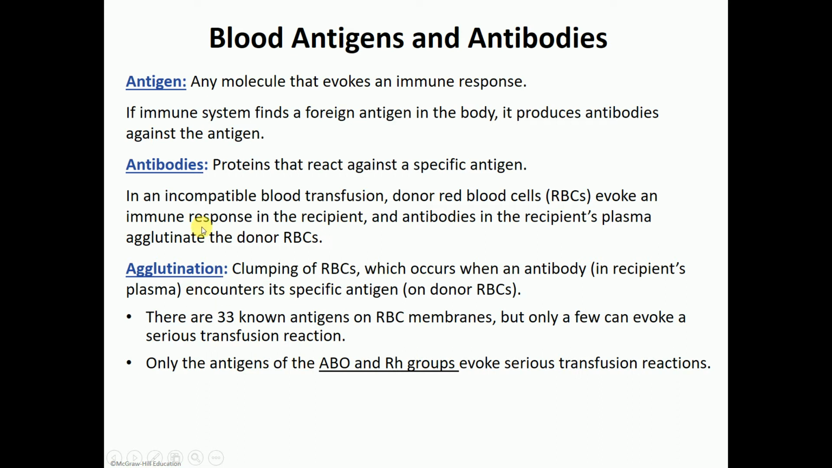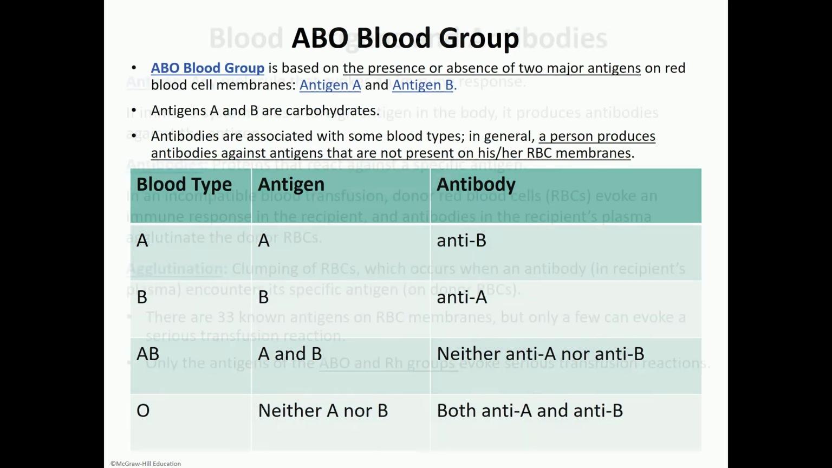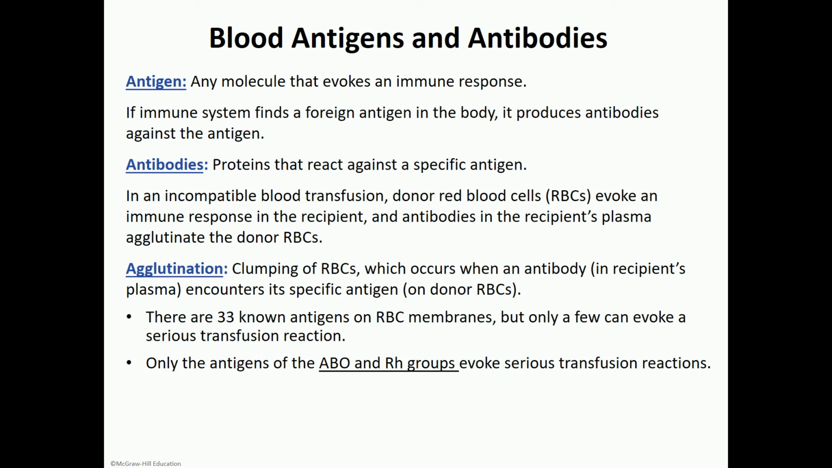The process of agglutination is the clumping of the red blood cells. In an incompatible blood transfusion, a transfusion that was wrong, an antibody encounters the antigen and starts the clumping process that is known as agglutination.